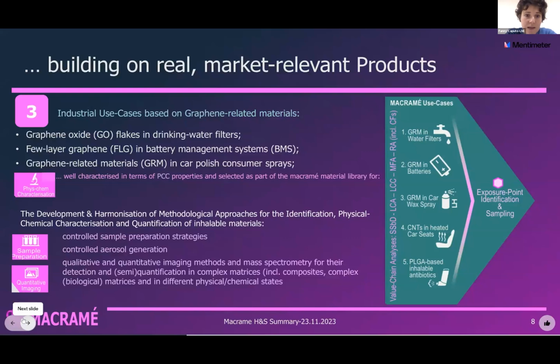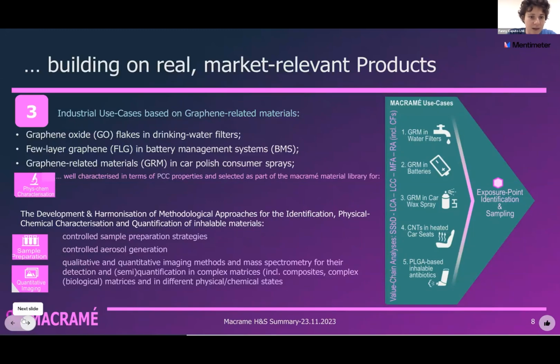And our aim is to develop and harmonize methodological approaches that not only help to fully characterize the pristine graphene materials, but also to identify and try to semi-quantify those materials when they are included in composites.